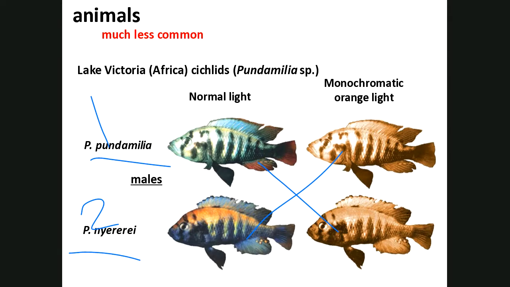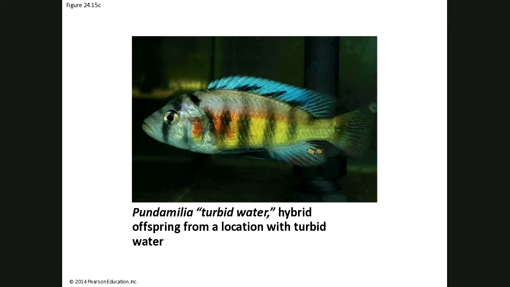Not just in the laboratory either, by the way. Here's one from the same lake. This is a Pundamilia from the same lake, caught in the wild. That is a hybrid. You can see it's actually got a mixture of both the white and the orange, doesn't it? Now, interestingly enough, these hybrids only occur in areas of the lake where the water is turbid. You see the word, turbid. What does it mean when water is turbid? That's exactly right.